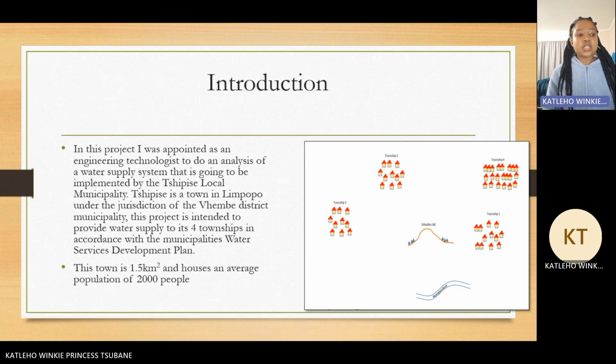This project is intended to provide water supply to the 4 townships of this town in accordance with the municipality's water services development plan. This town in total has an area of 1.5 square kilometers and houses an average population of 2,000 people. On my right-hand side is just a drawing of a map that we were given in the project brief.